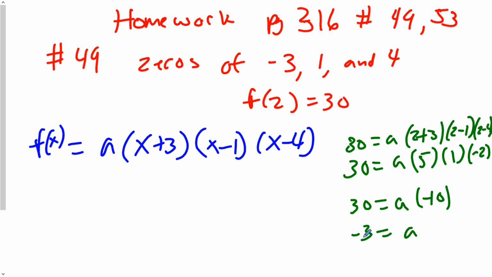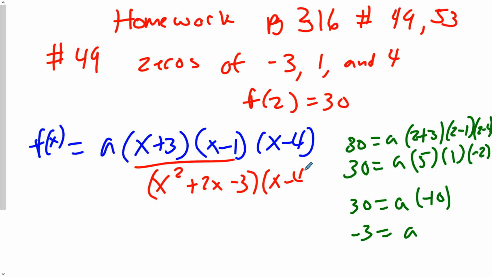Okay, so we know what our a is. We can plug it in now. It doesn't matter. So we can FOIL this out. That's fine. x squared plus 2x minus 3. And now we're going to distribute that times x minus 4. And then we can multiply that by our a, negative 3. Distribute our a after we're done. So we FOIL that out.